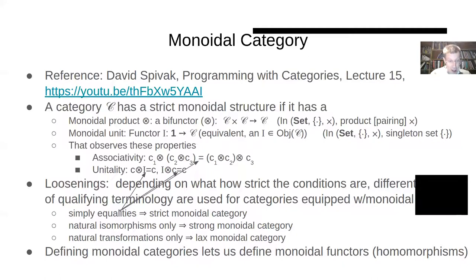Importantly for our discussion, there's three common kinds of loosenings associated with this. One is a strict monoidal category where C tensor I is just equal to C.